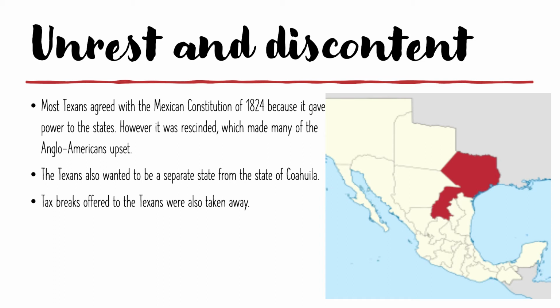Also, tax breaks were offered to the Texans. So this is part of the unrest, right? They're getting tax breaks on all things coming in. And many of these Anglo Americans were still getting products from America. So when these tax breaks were taken away, now these Texans are having to pay taxes on these incoming goods from America, and they're not too happy about it.